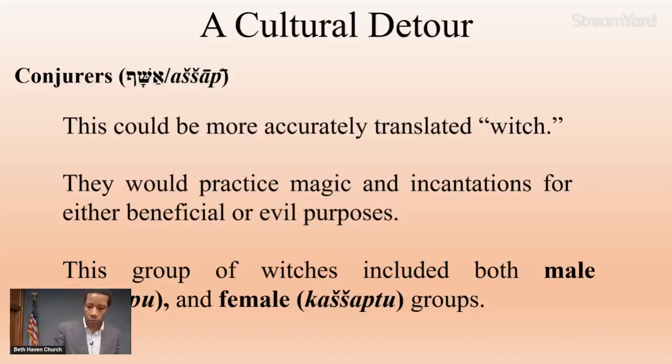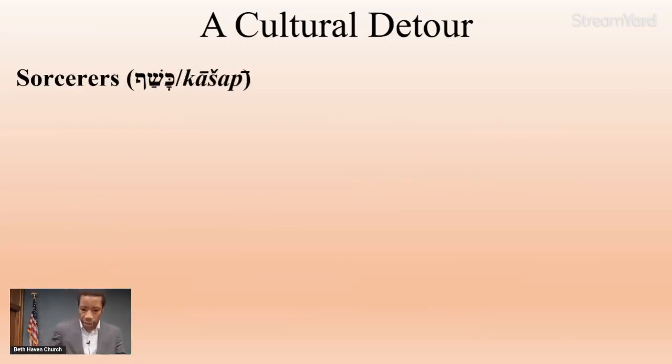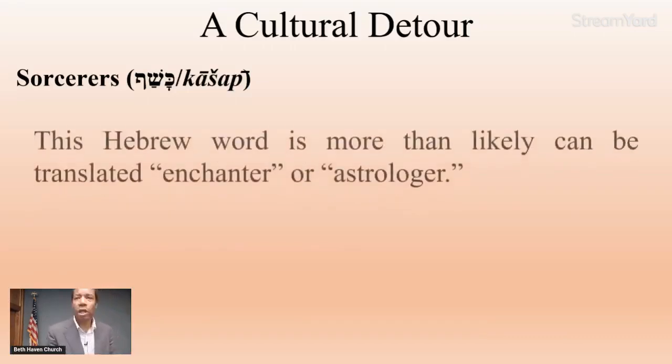Then you have the sorcerers, which is very similar to the Hebrew word for conjurers. Kasif is the Hebrew word for sorcerers. So you have the magicians, and the conjurers, the ones who would cast spells, and then you have the sorcerer. Although this word in Hebrew is translated sorcerer, I would say that it's clearer if you translated this either as enchanter or astrologer.